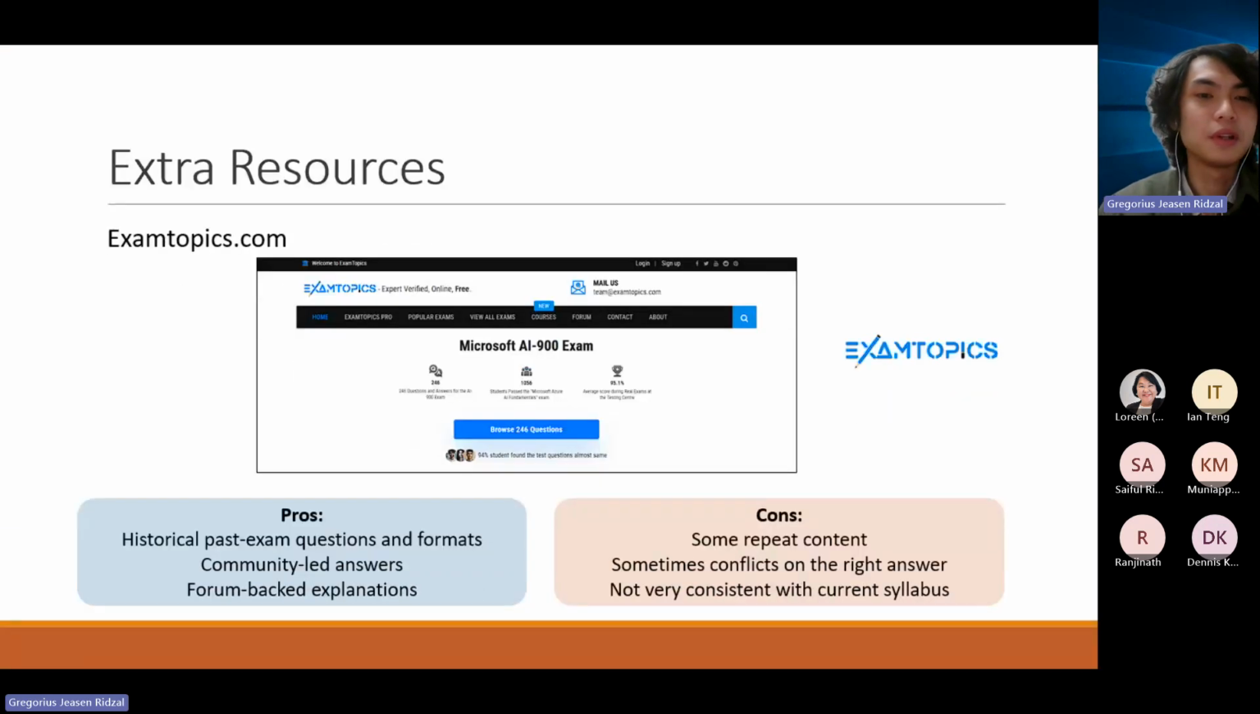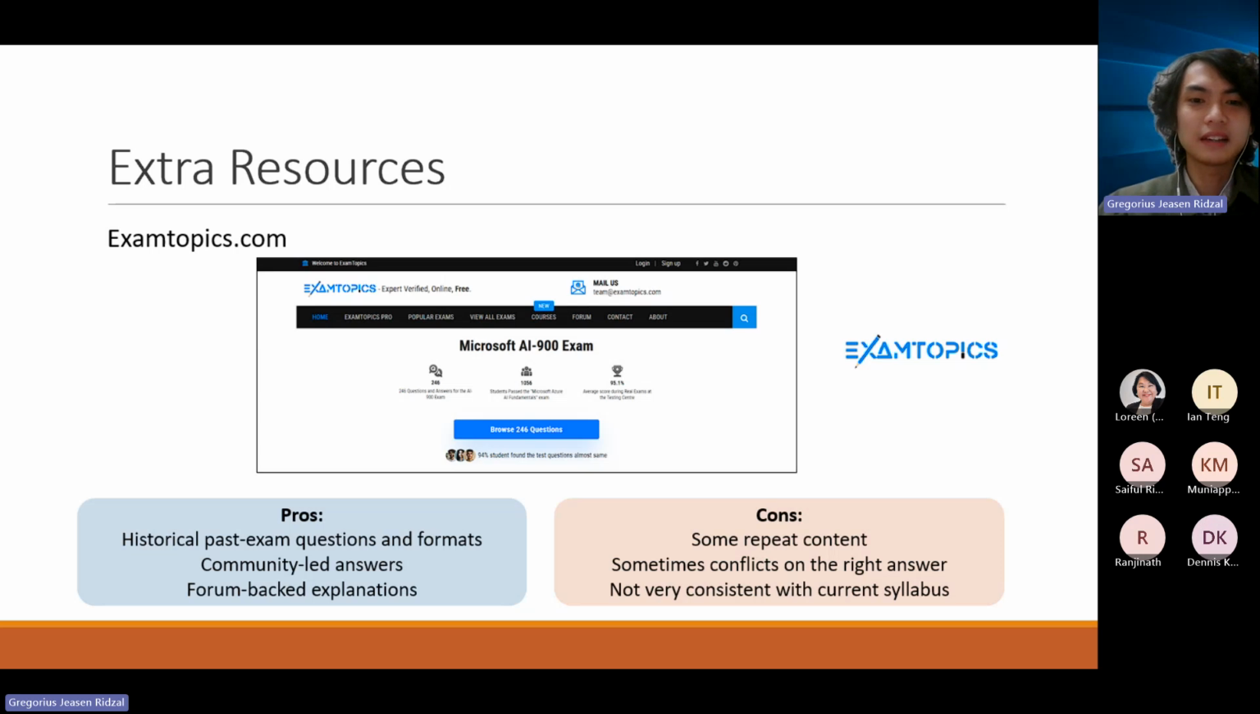And next up, we do have more exam resources, but this one is more for the sample exam questions, right? And this one actually pulls from the actual exam. So over here, I wrote that it's historical past exam questions and formats. It matches the formats, and these are actual questions that were used inside the exam itself. In the past, that is, because Microsoft always updates their syllabus, right? So you cannot be too current.